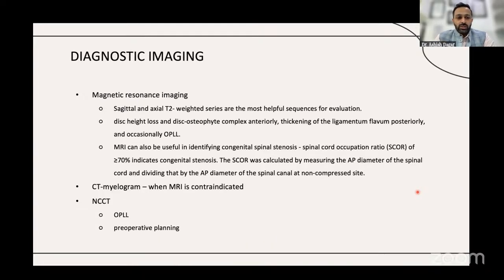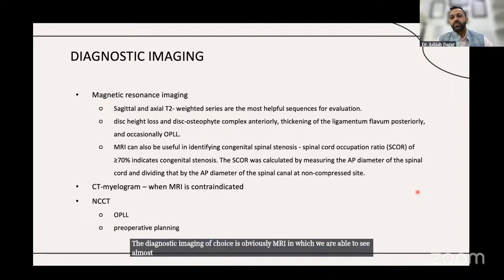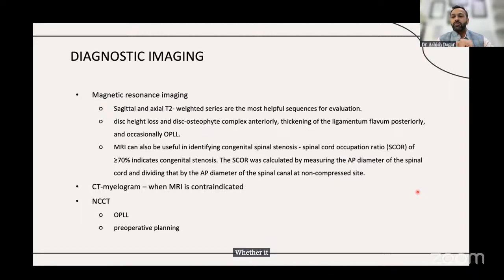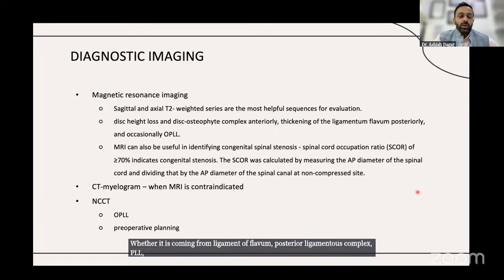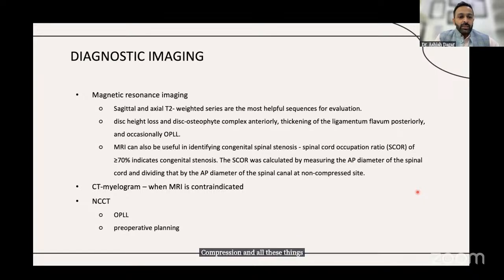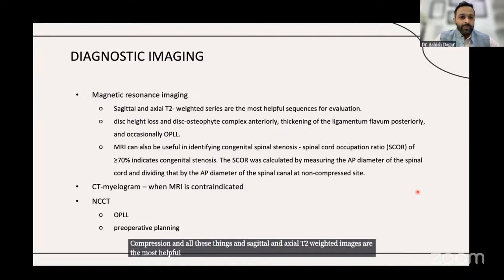The diagnostic imaging of choice is obviously MRI, in which we are able to see almost all the pathologies, whether it is coming from ligamentum flavum, posterior ligamentous complex, PLL, whether it is an osteophyte which is compressing, whether it is a disc fragment. All these things we can see, and we can see the changes in spinal cord also. We can see the area of compression and all these things.